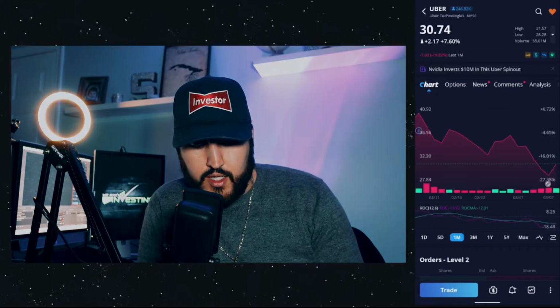It's a line chart, and it's broken out by 1 day, 5 day, 1 month, 3 month, 1 year, 5 year, or max. This is what it looks like on Robinhood as well. If you click on 1 year at the top, you're going to see the share price. Then you're also going to see the 1 year performance. If you click on 3 month, you're going to see the share price. That is not going to change, but you're also then going to see the last 3 months performance. This is a quick way to see how the stock has performed in a given time period.